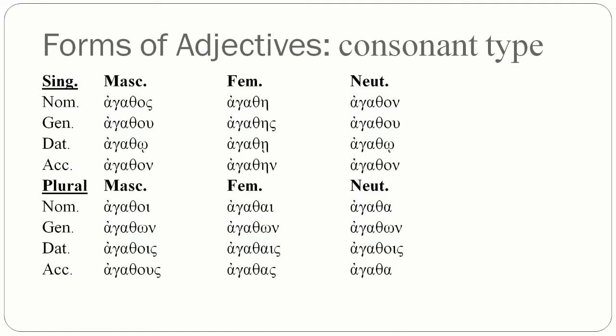So those are your two types of the three termination adjectives. Both of those, mikros, mikra, mikron, and agathos, agathe, agathon, are three termination adjectives because you notice they have separate forms for masculine, feminine, and neuter. In the dictionary, in your vocabulary list, they will be listed in that order: masculine, feminine, and neuter, all in the nominative singular form. That's how these three termination adjectives are listed in a dictionary.